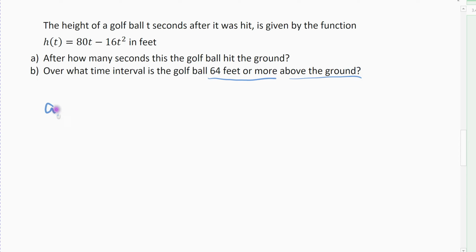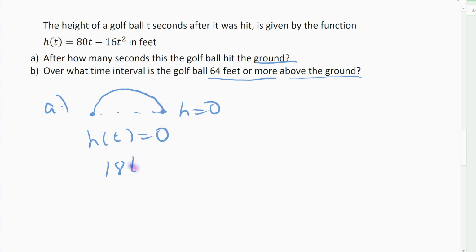Alright, so A, the first question is, when will it hit the ground? Well, it hits the ground when the height is 0. It starts on the ground, goes up, and comes back and hits the ground. That's the arc it takes. At that moment, the height is 0, and so I want to find when my function equals 0. So when 80t minus 16t squared equals 0.